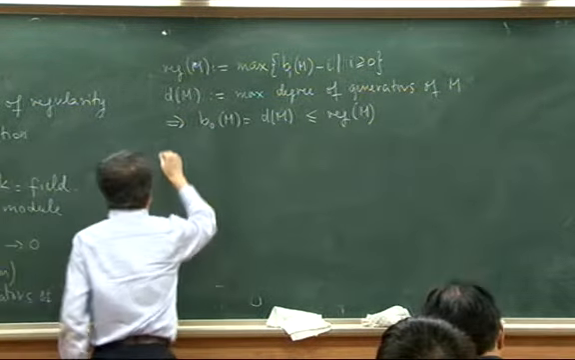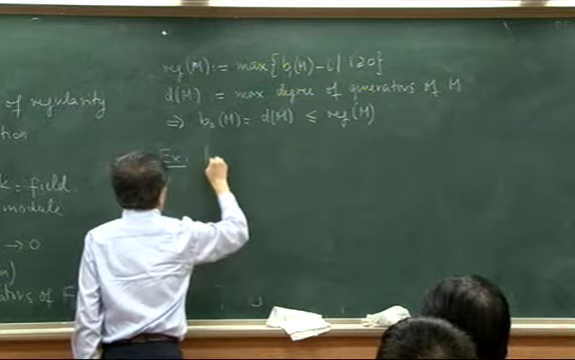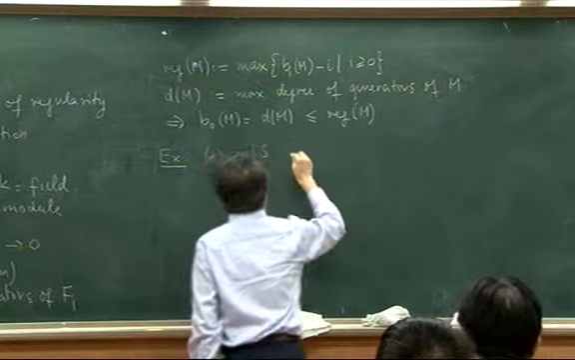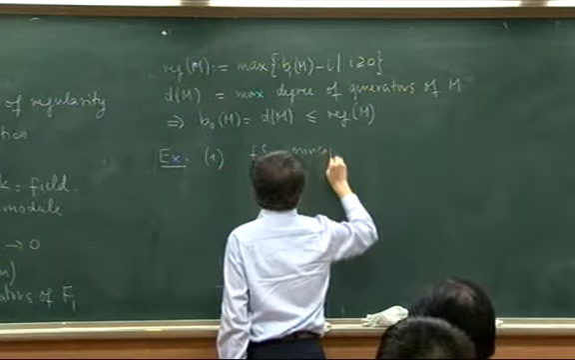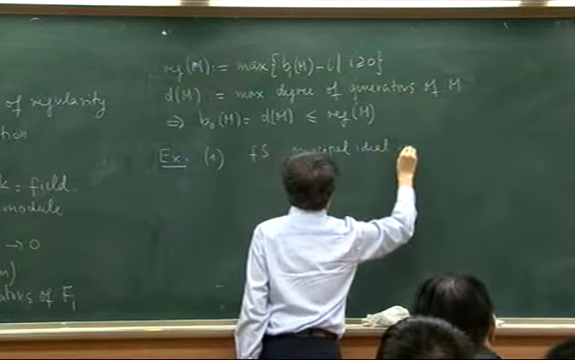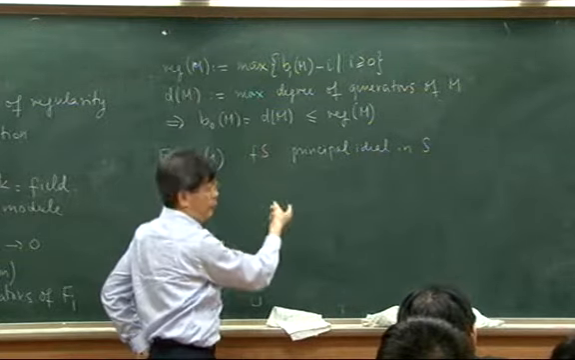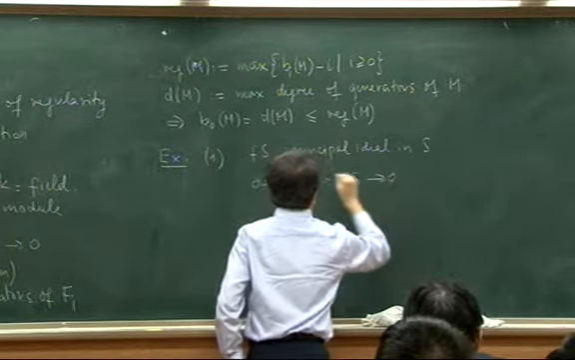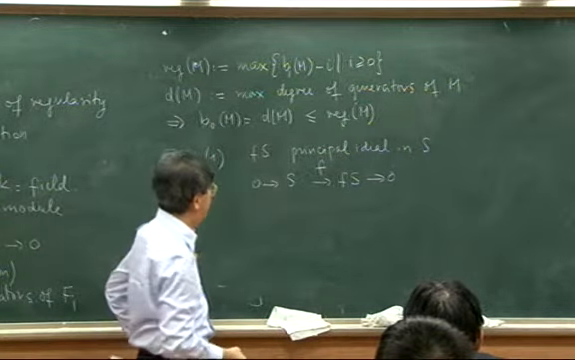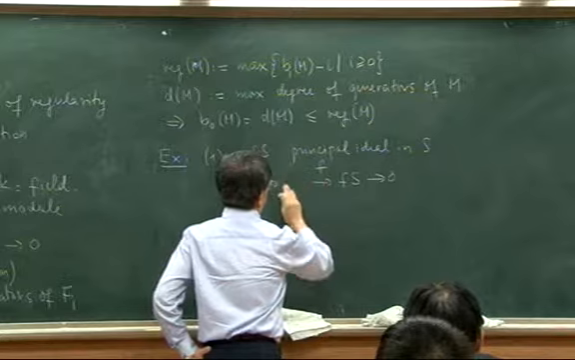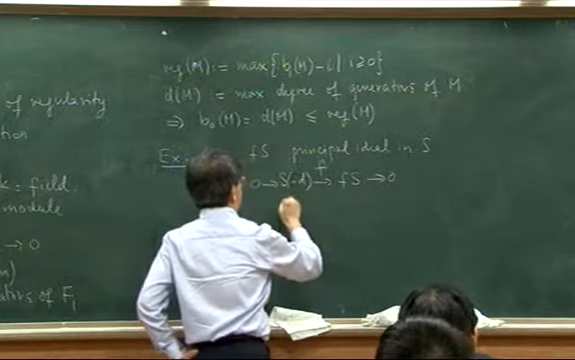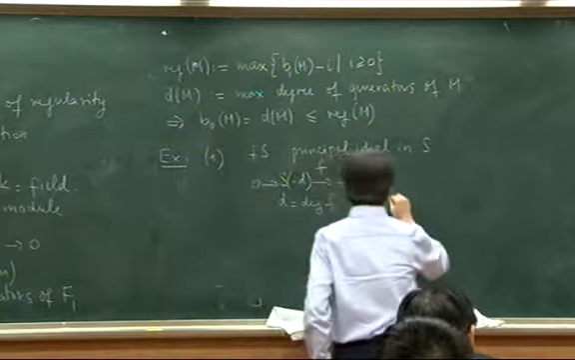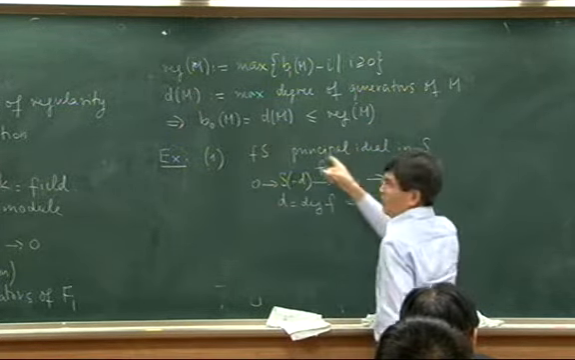So let me consider some examples. We consider, for example, a principal ideal generated by a homogeneous polynomial f. In this case, the minimal free resolution is clear because it is just S, with the map given by the multiplication map, with some shift, where d is the degree of f. From that it follows that the regularity of a principal ideal generated by a homogeneous polynomial is d.